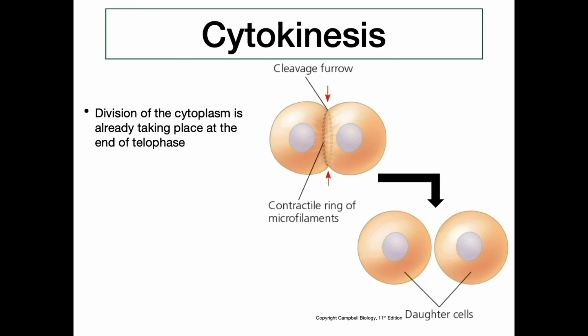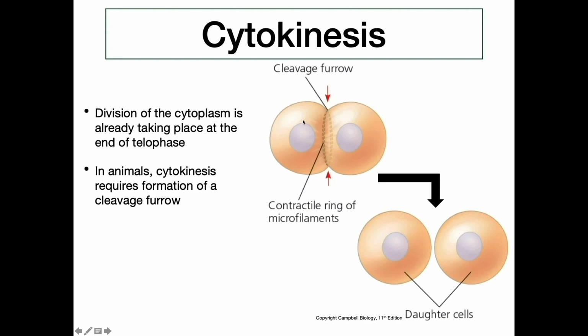So cytokinesis, like I said, is the division of cytoplasm, and it takes place beginning at the end of telophase. In animals, cytokinesis requires the formation of this cleavage furrow, which we've already talked about a little bit, this ring of actin and myosin or microfilaments that will actually pinch the cell in two. And so the last part, a contractile ring of actin and myosin that allows for that contractile motion to take place.